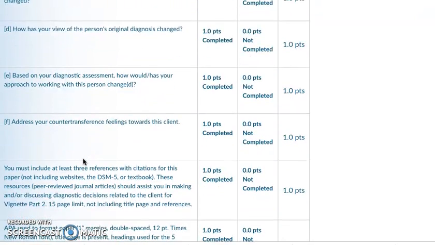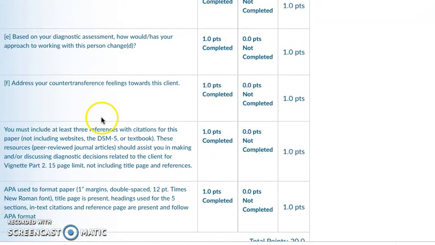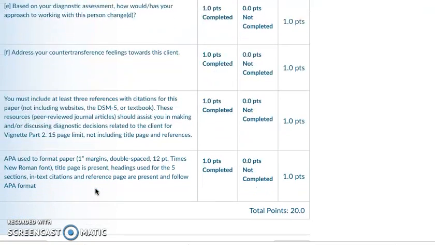And did you come up with any transference issues as you were working with this client? For example, if you have assessed a client as having a substance use related issue and you have family members who have substance use related issues, how does that work for you in terms of both your understanding of the diagnostic challenges that this client has, but also in how you feel about working with the client, including the resources and, as always, the APA formatting.